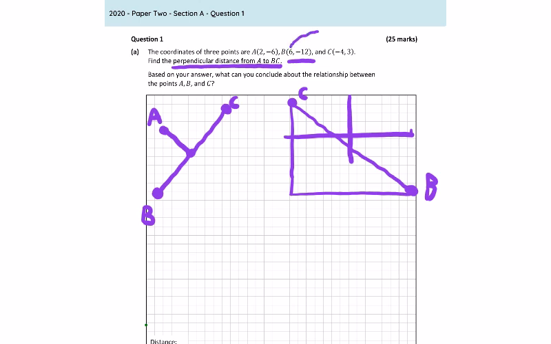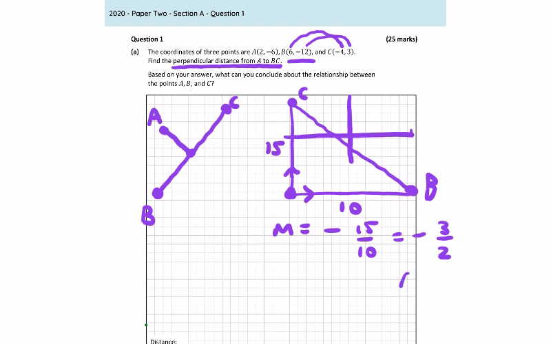Let's look at our rise and run to get the slope of BC. The run is from 6 to minus 4, or minus 4 to 6 going in this direction, that will be 10. And then the rise, minus 12 to 3, so minus 12 up to 3 will be 15. So the slope is negative rise over run, 15 over 10, which is negative 3 over 2. And we'll take the point (-4, 3) to sub into the equation.